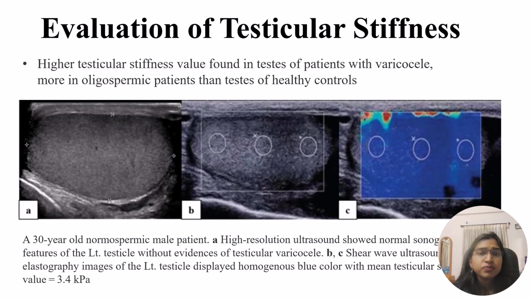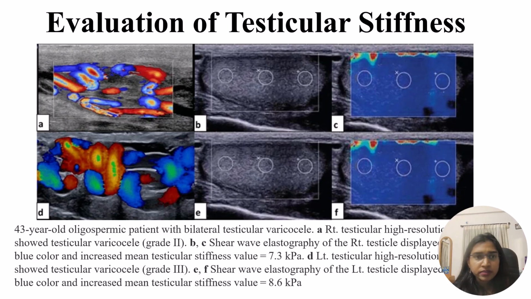So this is an elastography of a 30-year-old normospermic male patient. This is a high resolution ultrasound. This is showing a shear wave ultrasound. This is a uniform blue pattern that we can see, and the testicular stiffness value is 3.4 kilopascal.